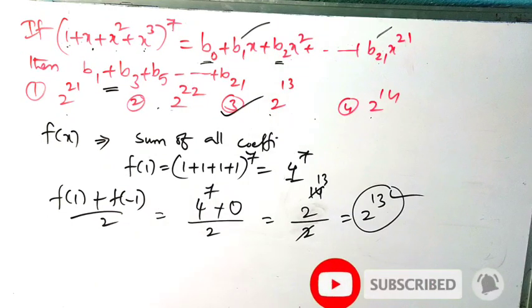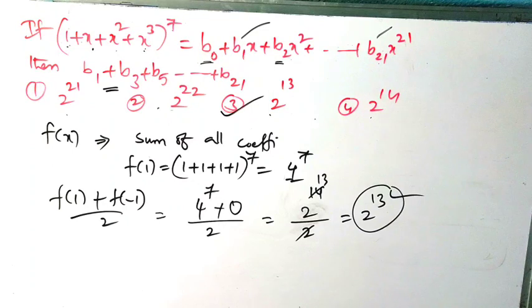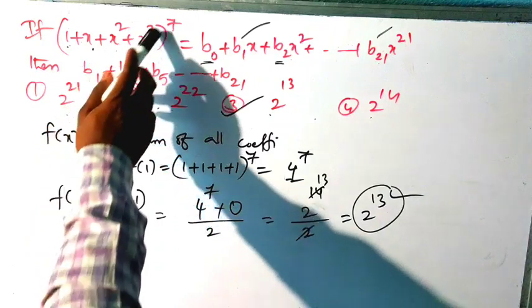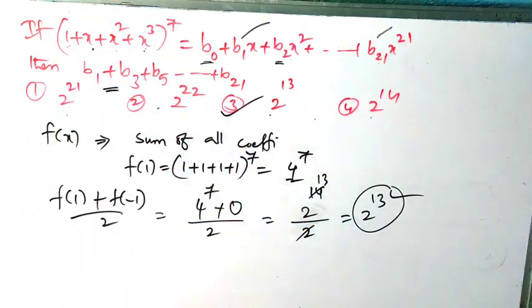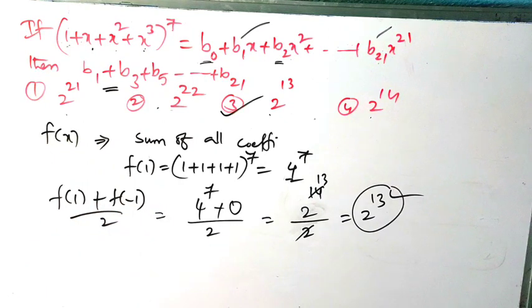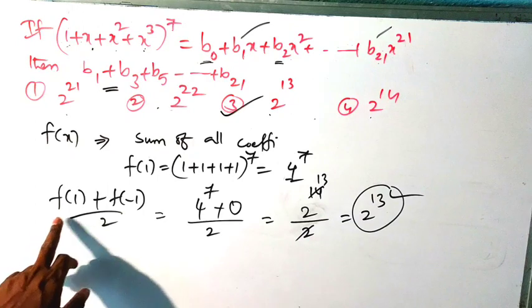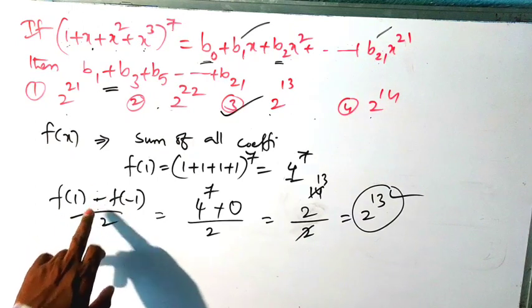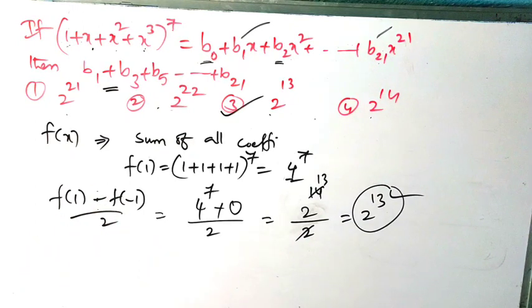The sum of all coefficients is directly f(1), substituting x equals 1. That is the answer, the sum of all the coefficients. Sum of even power coefficients is nothing but (f(1) + f(−1))/2. Sum of odd powers is (f(1) − f(−1))/2. This is the formula actually.